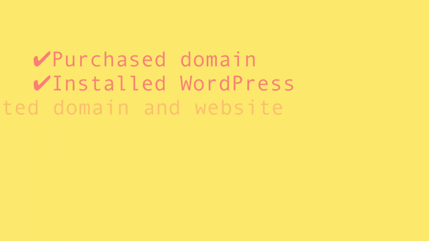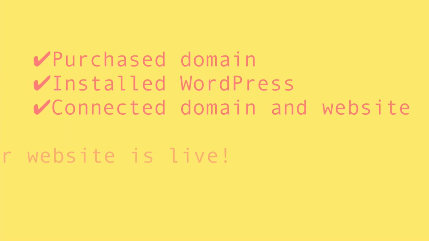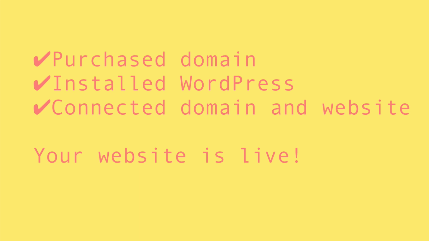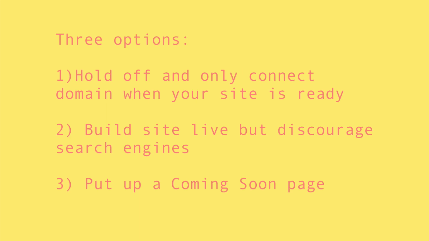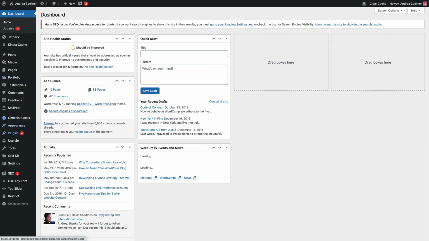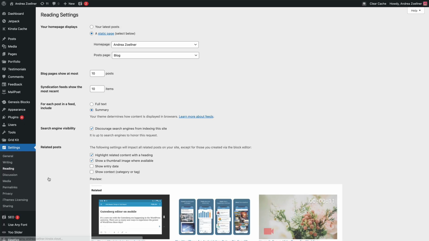At this point, if you've purchased a domain, installed WordPress, and connected your domain, your website is live and fully accessible online. This means anyone who types in your URL will see your website. Is this a problem? Unless you've already started sharing your domain name, it's unlikely many people will look up your site and check it as you add content and build it up. For most people, building their site live over the course of a few days is fine. You'll want to make sure your website settings are set to discourage search engines from indexing your site.